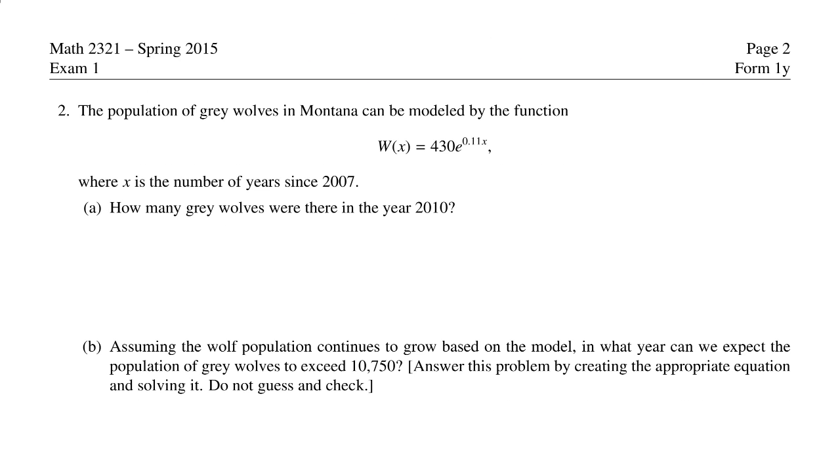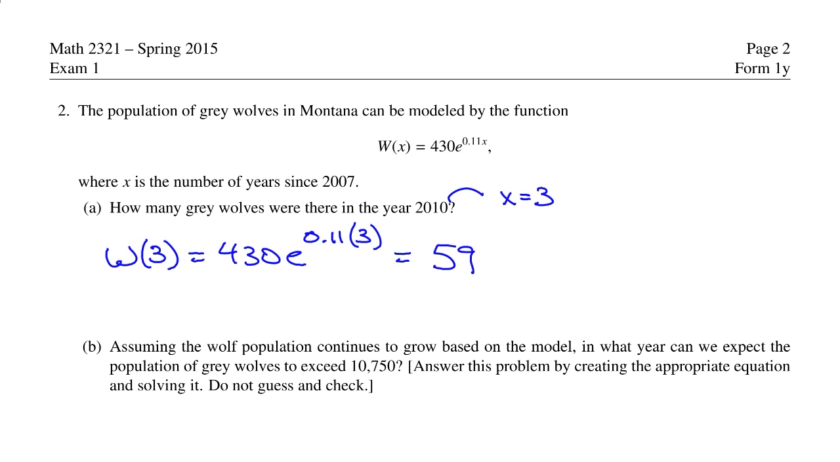The population of gray wolves in Montana can be modeled by the function w of x is equal to 430 e to the 0.11 x power, where x is the number of years since 2007. How many gray wolves were there in 2010? Well, 2010 is 3 years since our base year of 2007. So we need w of 3, which would be 430 e to the 0.11 times 3. And if you work that out, you get 598 wolves.